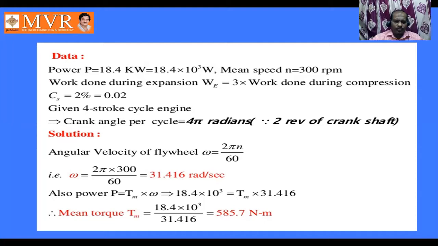So what is the power? Power is equal to mean torque into omega. What is the mean torque? Power is given as 18.4 kilowatts. So you substitute 18.4 here, which is equal to T mean into the omega value you have calculated. T mean is 585.7 Newton meter. So T mean we obtained.